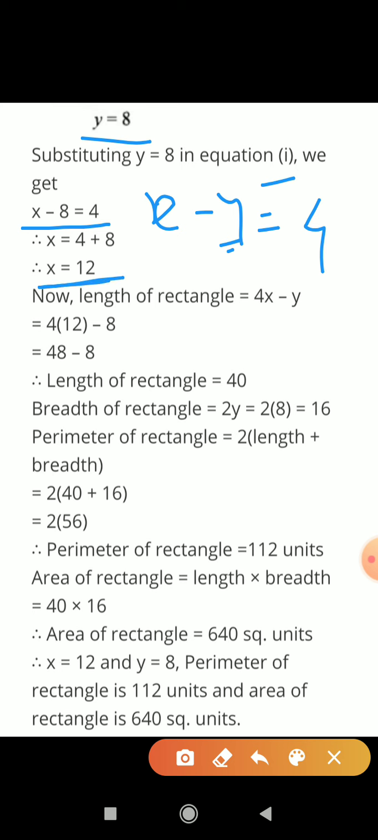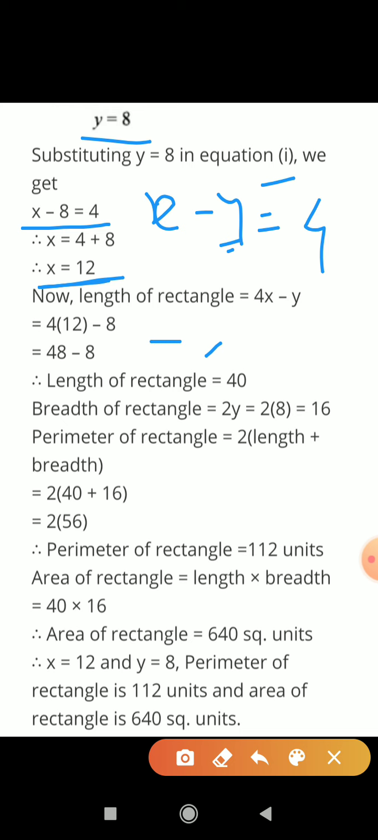So thus we get the answer of the first question, that is, find the values of x and y. We get the value of x as 12 and the value of y as 8. Then the next question was to find the perimeter and the area of the rectangle. So now we have to find the perimeter and area of the rectangle. For that we have to calculate the length and breadth of the rectangle.